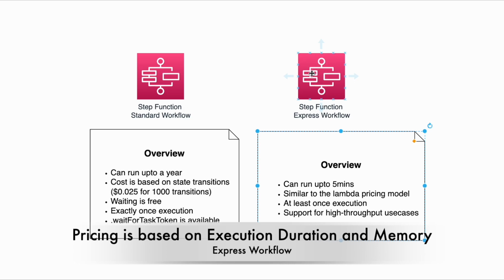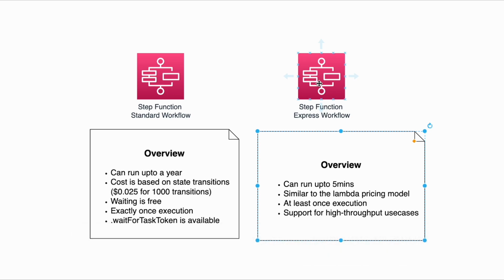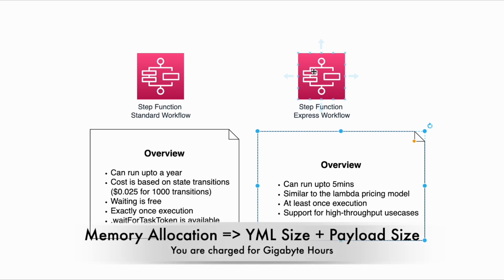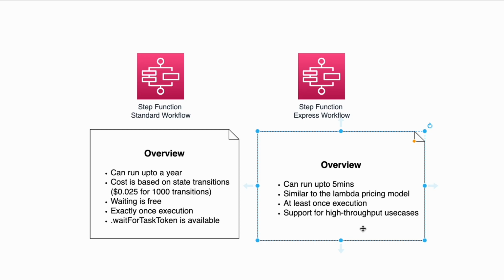It doesn't matter how many state transitions there are, but it depends on the execution time plus the memory consumption for that particular workflow. When it comes to memory consumption, it will look at the definition file size. In Step Functions, we have to provide the definition in YAML or JSON. So it will consider the size of that YAML or JSON file plus the input payload size. These two contribute to the memory allocation for the express workflow.